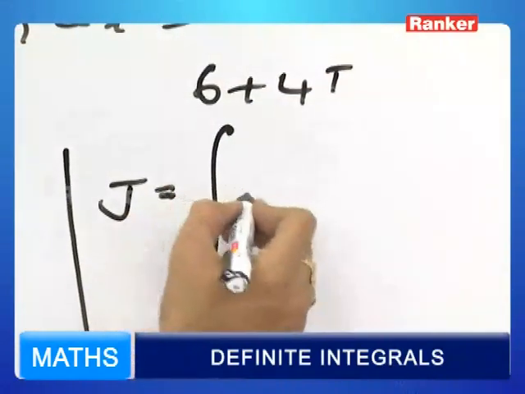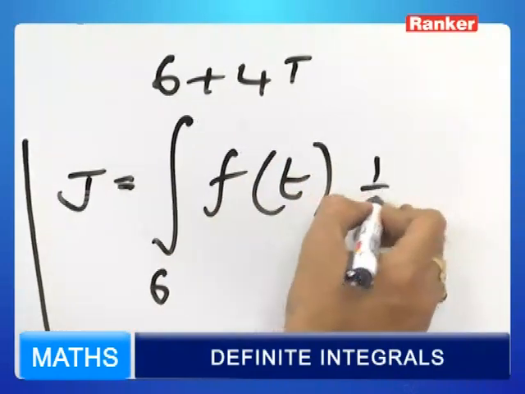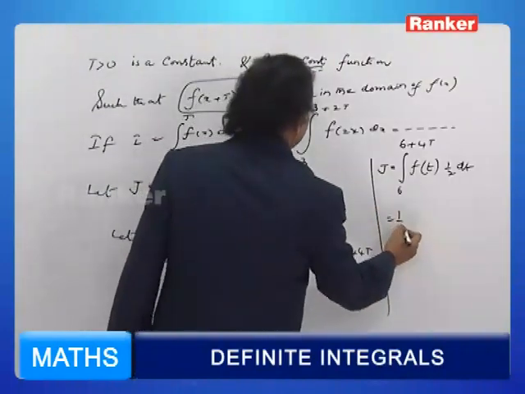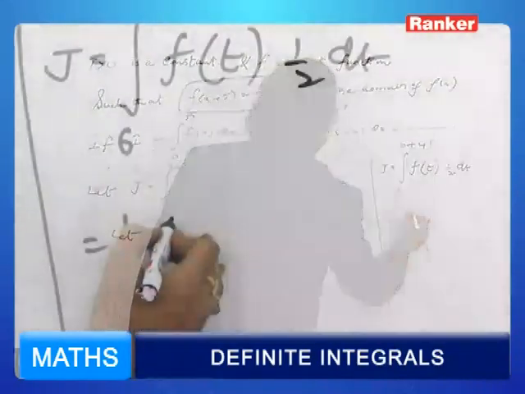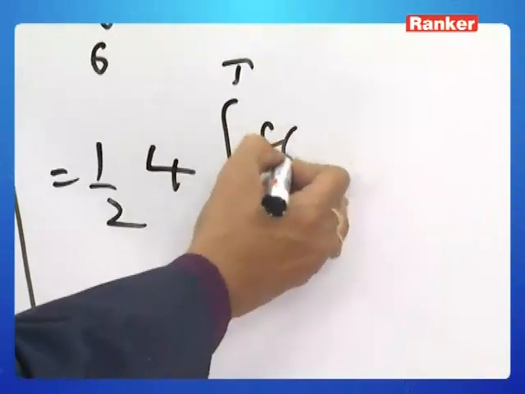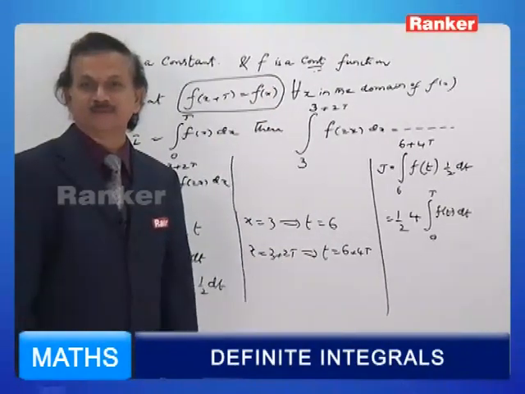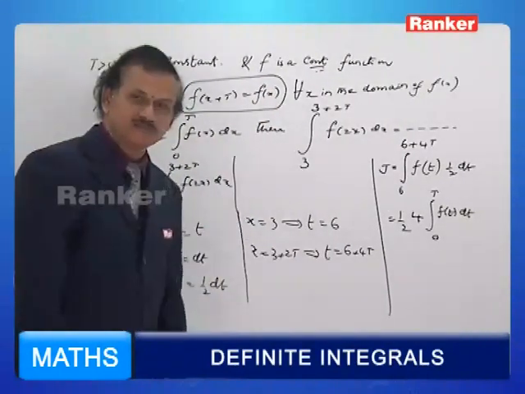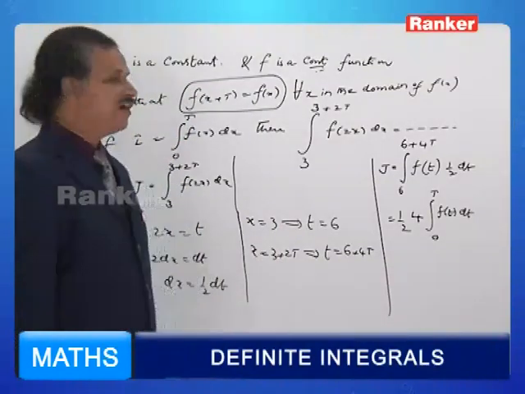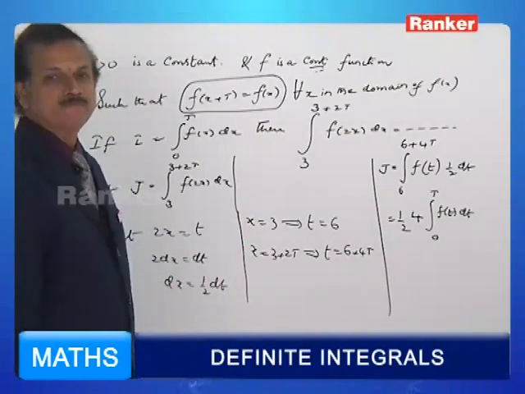Of f of 2x means f of small t, and dx means half dt. This is equal to half into, I would like to write this as 4 into the integral from 0 to t of f of t dt. I want to write it. How is it possible? What formula or what fact could I have made use of?